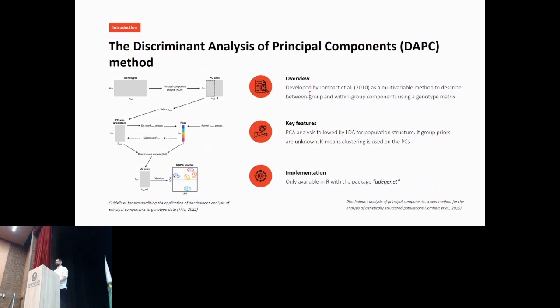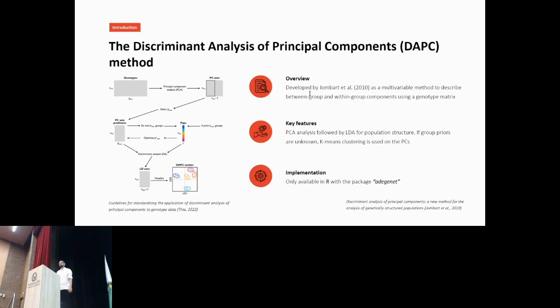One of the most popular methods in population genetics, population structure analysis, is the discriminant analysis of principal components, or DAPC method, which combines principal component analysis and linear discriminant analysis to describe between-group and within-group components using the genotype matrix. The DAPC method is efficient in estimating these genetic groups because it doesn't assume any genetic processes such as linkage disequilibrium patterns or Hardy-Weinberg equilibrium.